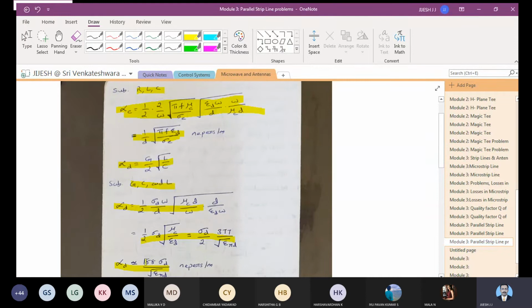So if you are asked to find out the conductor losses, then you have to use alpha C, that is 1 by D root of pi f mu epsilon D by sigma C. And if you are asked to find out the dielectric losses, you have to use alpha D is equal to 188 sigma D by root of epsilon RD.